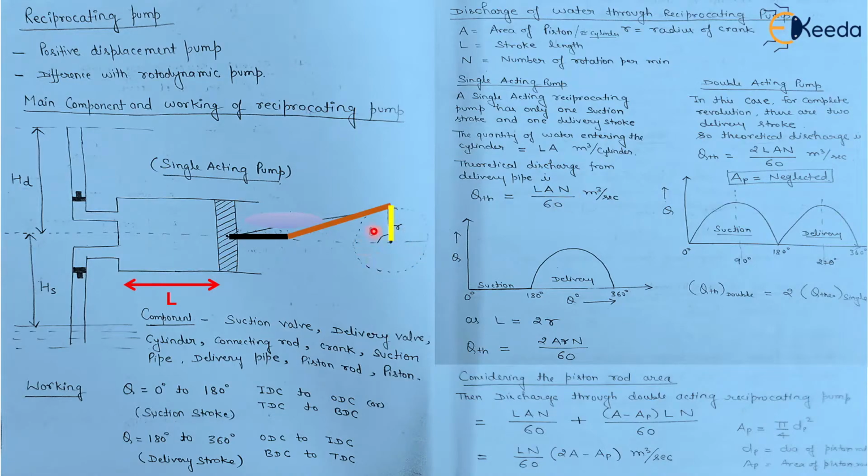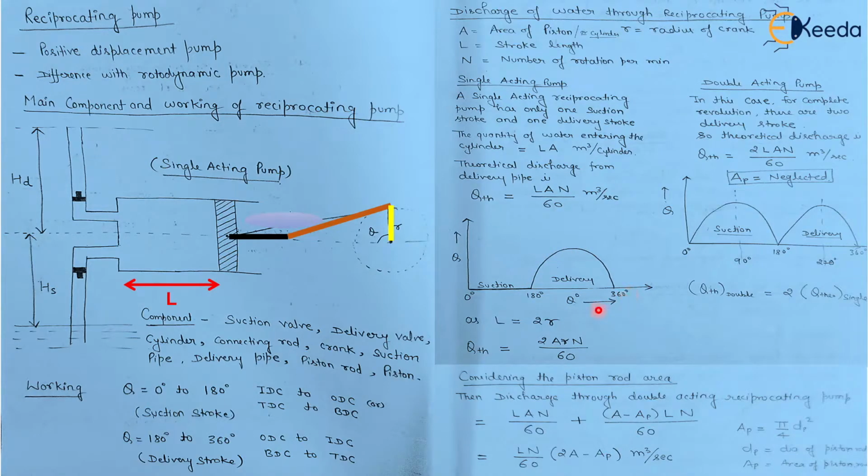For one rotation, the volume is LA. For N rotations, it is LAN. And if I divide by 60, then it will become meter cube per second, because N is in rotations per minute. So this is the discharge in meter cube per second. This is the theoretical discharge for the single acting pump. You see here, 0 to 180 degree there is only suction, and 180 to 360 degree only delivery is there.